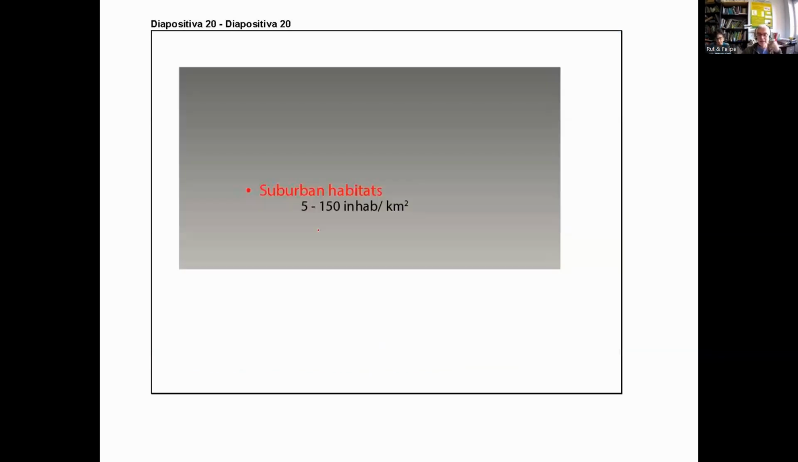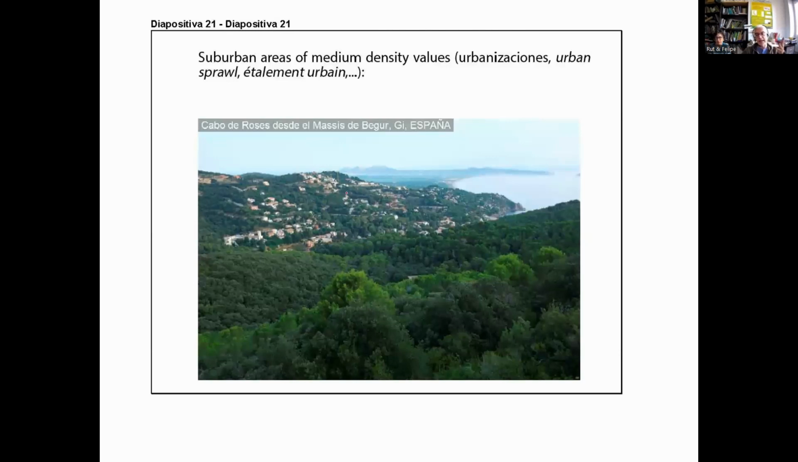Just bear in mind that micro reserves can be a solution when you are talking about urban biodiversity. We have been talking about old cities, highly populated areas, but we also have problems in suburban habitats, in peri-urban environments. I guess everybody knows what we are talking about when we talk about suburban areas.